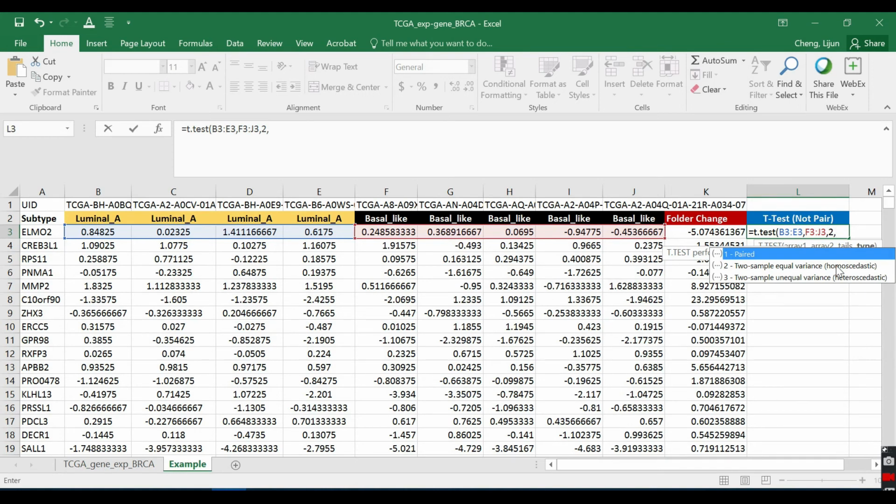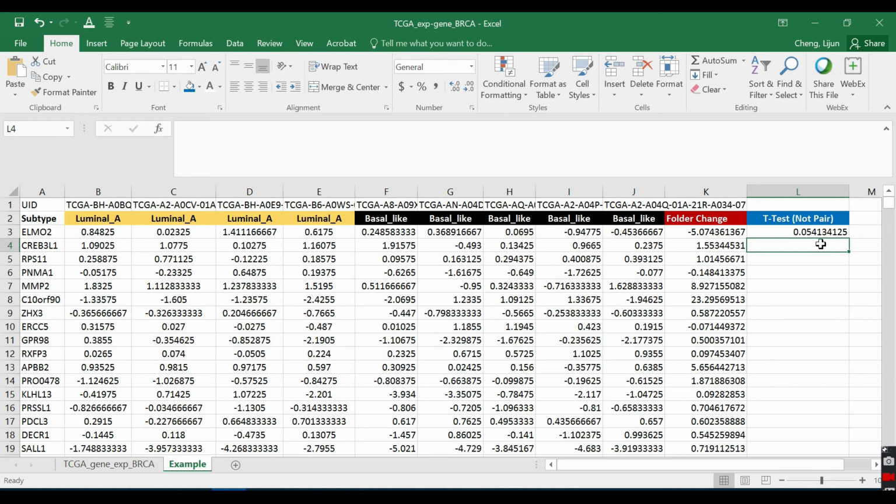The last parameter setting is for paired or not paired. Here it is not matched pairs, so we pick a two-sample equal variance. We look at whether the standard deviation is homogeneous or heterogeneous. Here this is picked: we hypothesize they keep similar standard deviations. After you fill in the whole t-test formula, click Enter.